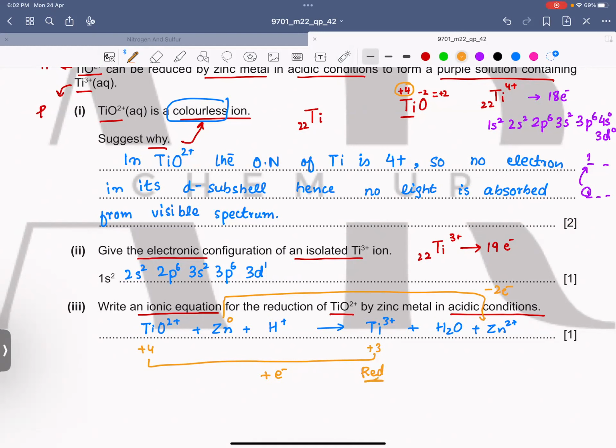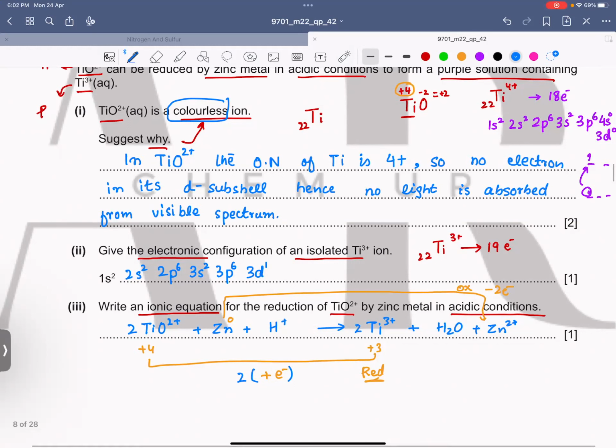So the zinc would undergo oxidation, and zinc is losing two electrons, which means that there must be a gain of two electrons. So if I have to make a gain of two electrons, there must be two TiO2 positive ions and two Ti3 positive ions. We have a zinc over here. Now we have two oxygens over here, so it means there must be two oxygens before water, which makes four hydrogens. So I would write four before H positive.